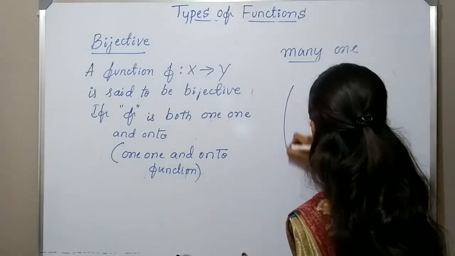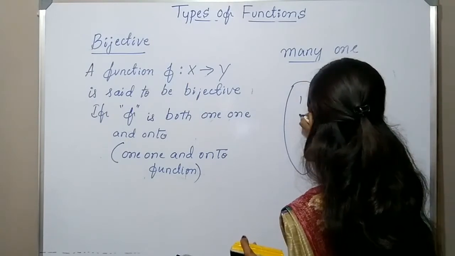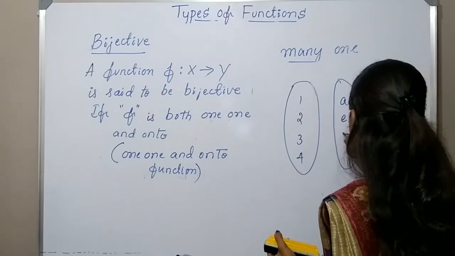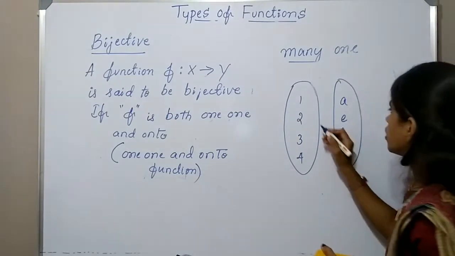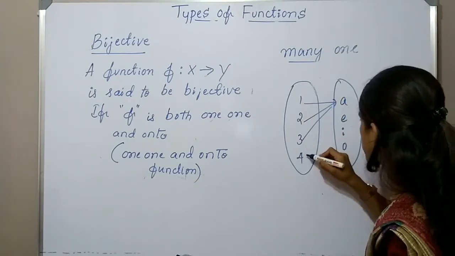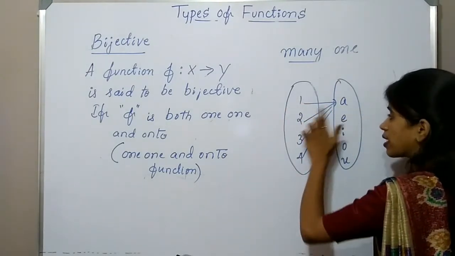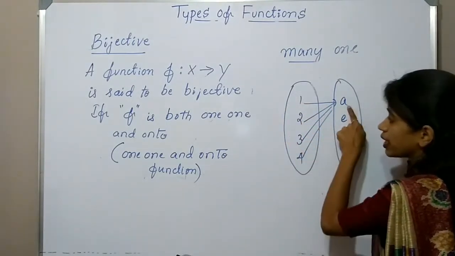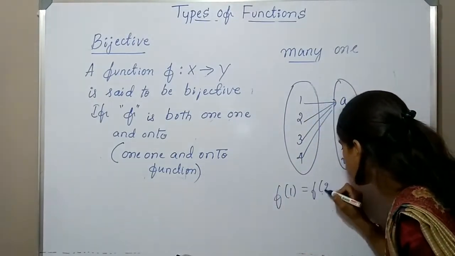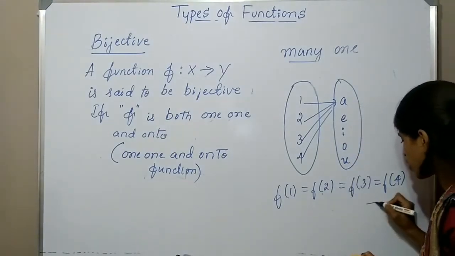If I consider like this, 1, 2, 3, 4, say here A, E, I, O, U. If 1 maps to A, 2 maps to A, 3 maps to A, 4 maps to A, it means what? Image of 1 is A, image of 2 is A, image of 3 is A, image of 4 is A. That is, f of 1 is equal to f of 2 is equal to f of 3 is equal to f of 4, which is equal to what?